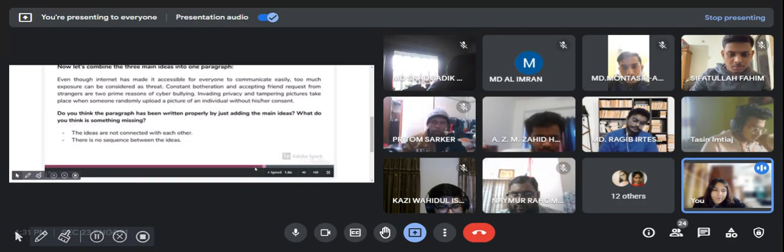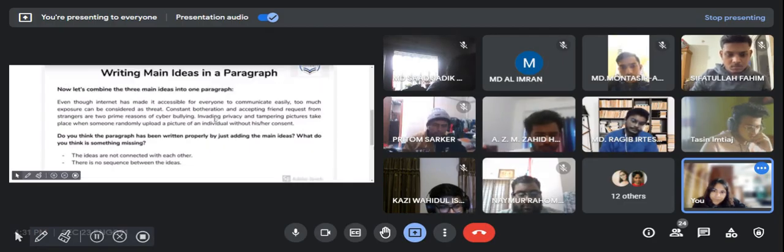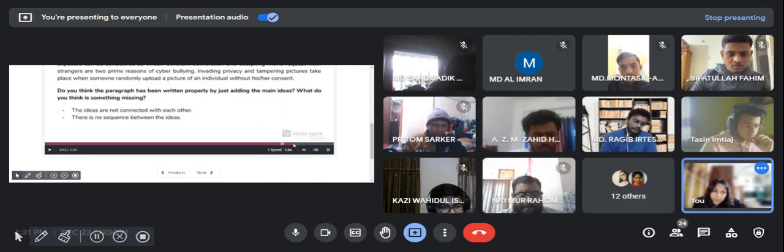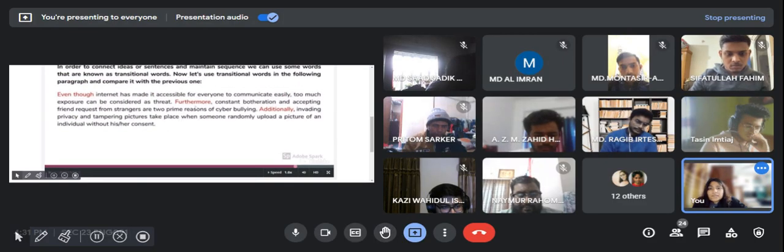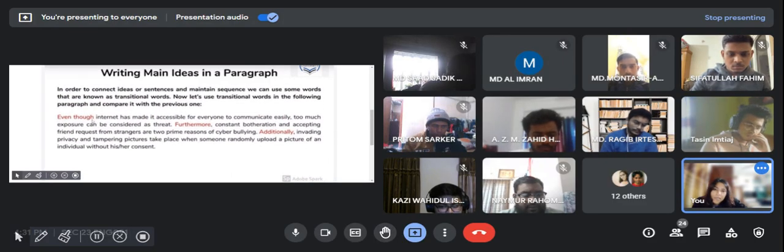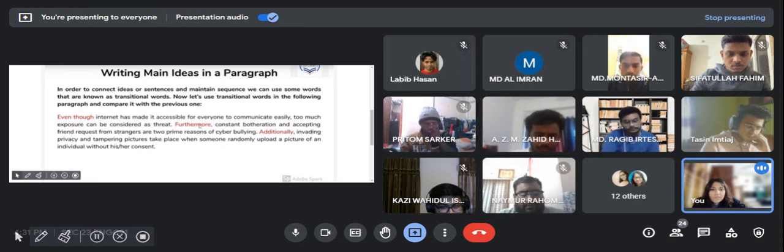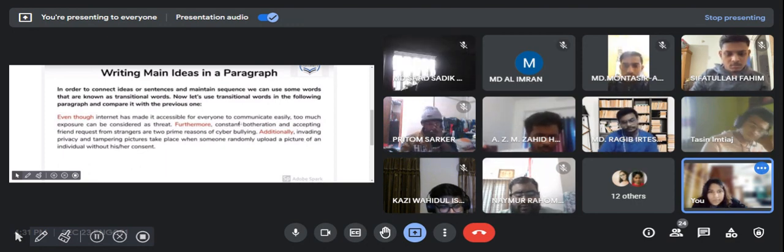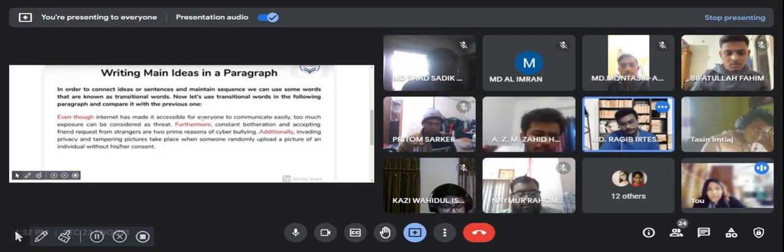But if we add transitional words here, it's going to make more sense. Even though the internet has made it accessible, then furthermore, this is the second main idea, and then additionally is the third main idea. Is it clear, class, now? Yes, ma'am.